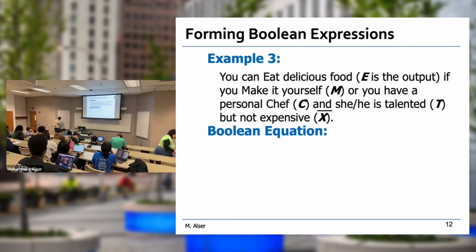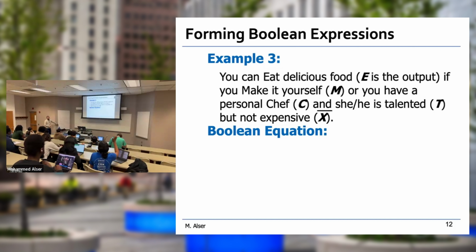C, T, and not X. Okay, X bar. Why X bar? Not expensive. If it's 0, you need to negate that value. You need to flip the value from 0 to 1 using an inverter gate.